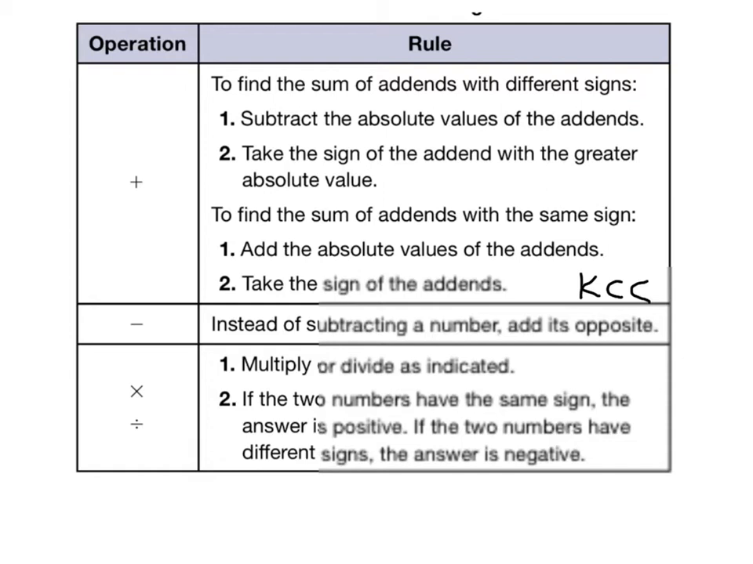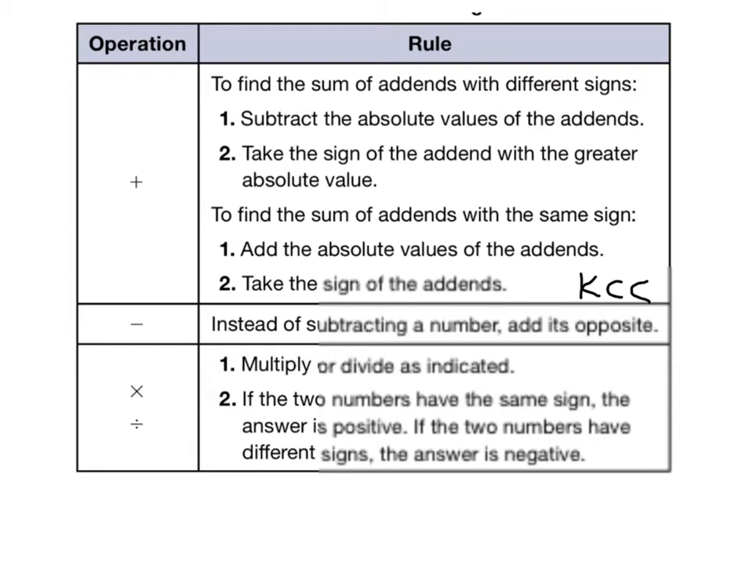And then for multiplying and dividing, the rule is that you multiply or divide as normal, and if the two numbers have the same sign, the answer is positive. If the two numbers have different signs, the answer is negative. So have that summary in your notes, and you can always refer to that when you're doing integers.